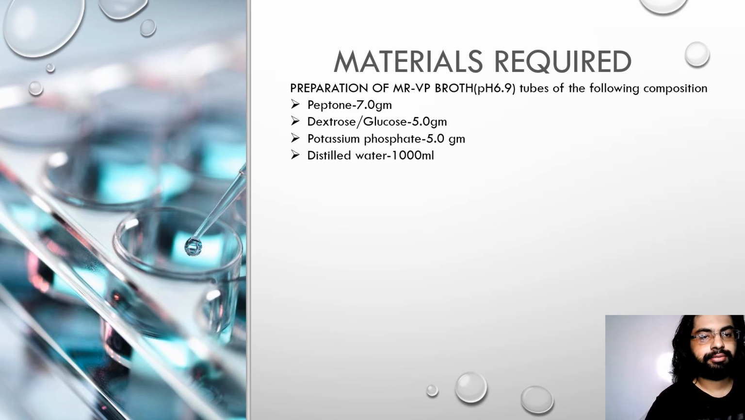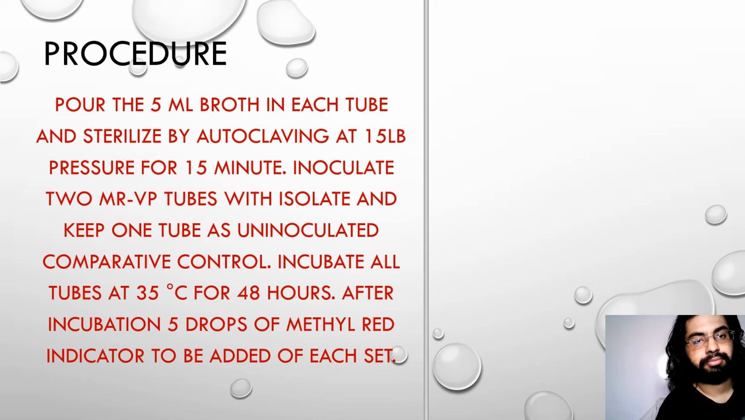Materials required: preparation of the MRVP broth maintaining pH 6.9, tubes of the following composition: peptone, dextrose, glucose, potassium phosphate and distilled water. Procedure: pour 5 ml broth in each tube and sterilize by autoclaving at 15 lb pressure for 15 minutes. Inoculate 2 MRVP tubes with isolate and keep one tube as uninoculated comparative control. Incubate all tubes at 35 degrees centigrade for 48 hours.